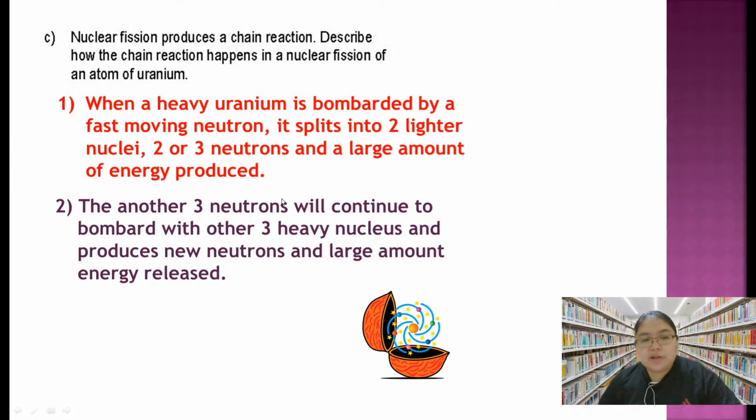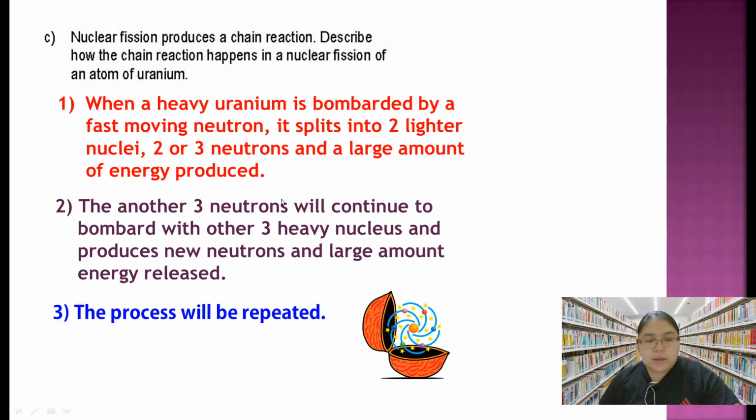Another 3 neutrons will continue to bombard 3 other heavy nuclei and produce new neutrons and a large amount of energy release. So last one, number 3, the process will be repeated. So these 3 things explain the chain reaction. Okay, so this one is tutorial 5.4. Hopefully you can check it.